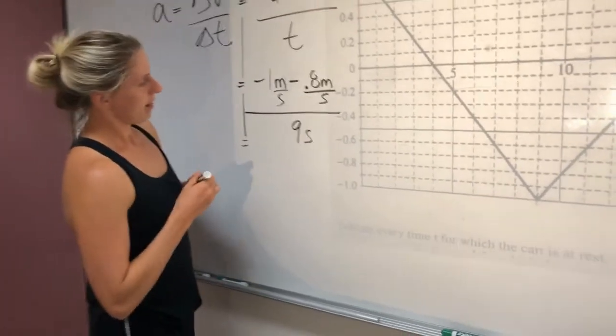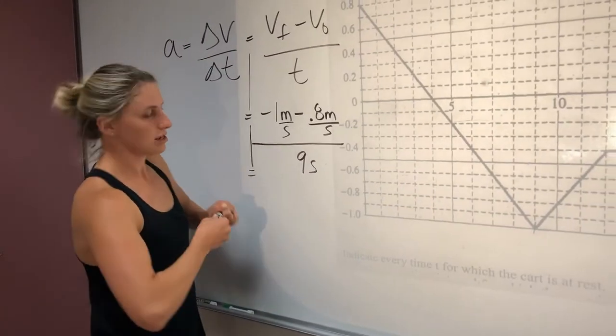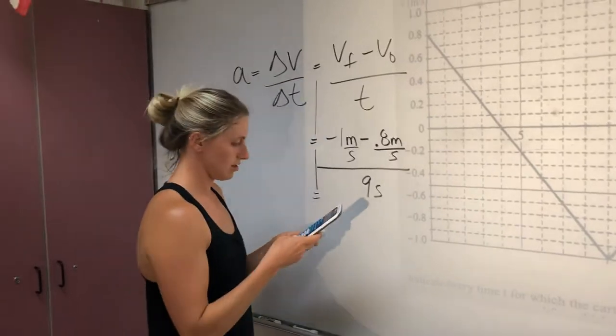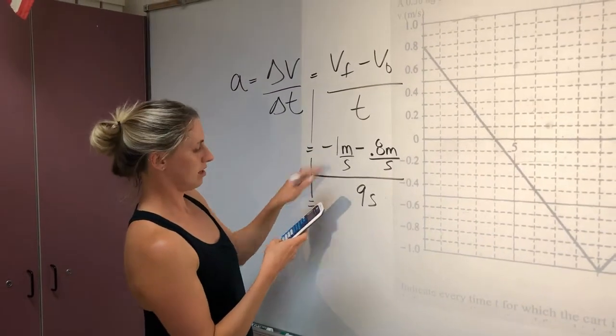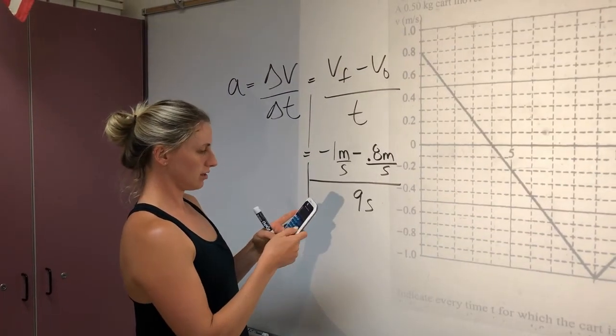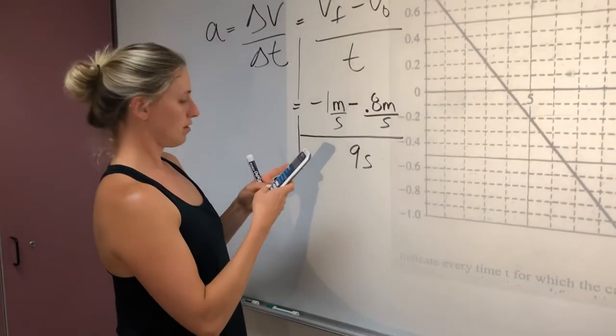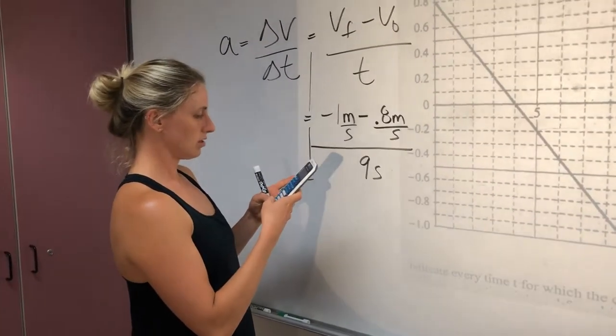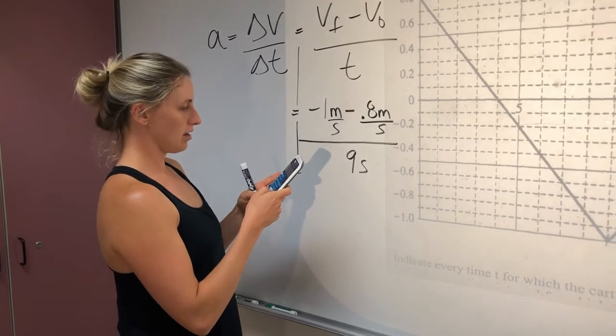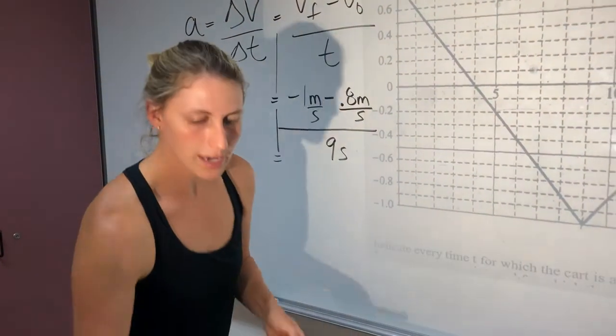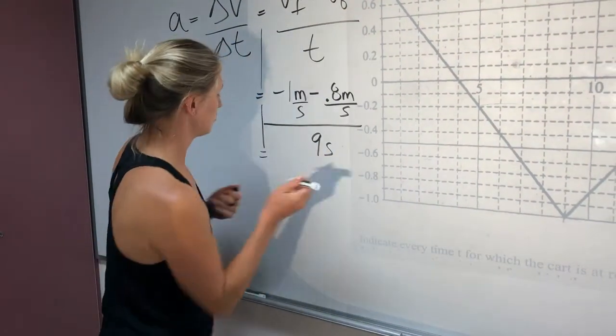Okay, so I'm going to go ahead and calculate this. So it was negative, right? Yeah. Negative, turn the calculator on. -1 minus 0.8, and then I divide it by 9 seconds, and I get -0.2.